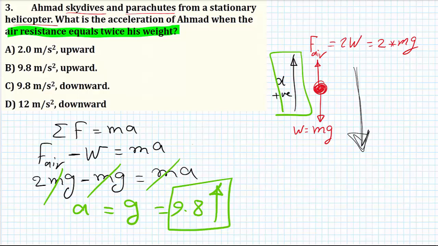Why is he slowing down? Because the direction of motion is downward, while his acceleration is in the opposite direction, and we know that when the velocity and acceleration are different in direction, the object is slowing down during this period. So I understand that I will choose number B. It's 9.8 meter per second square upward.